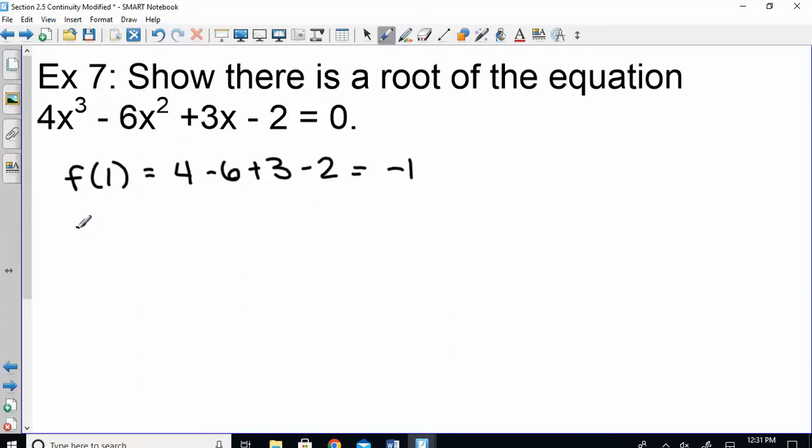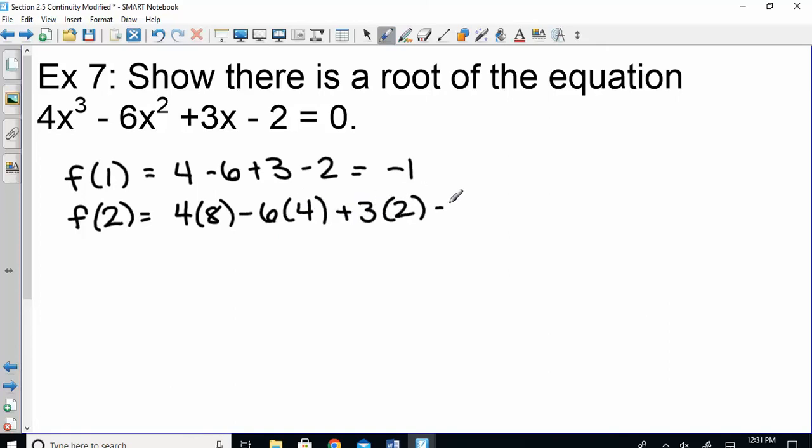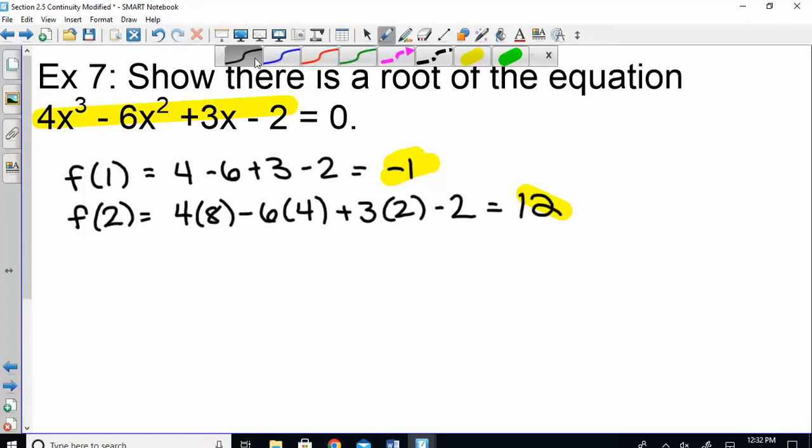Okay, so then what happens if I plug in a 2? So I get 4 times 8, and 6 times 4, plus 3 times 2 minus 2. 32 minus 24 plus 6 minus 2 is 12. So what we see is it switched from a negative to a positive. Is this a continuous function? Yes, it's a polynomial, so it's continuous.